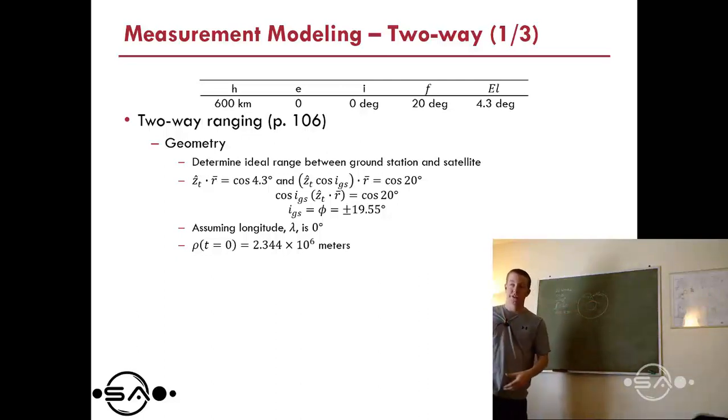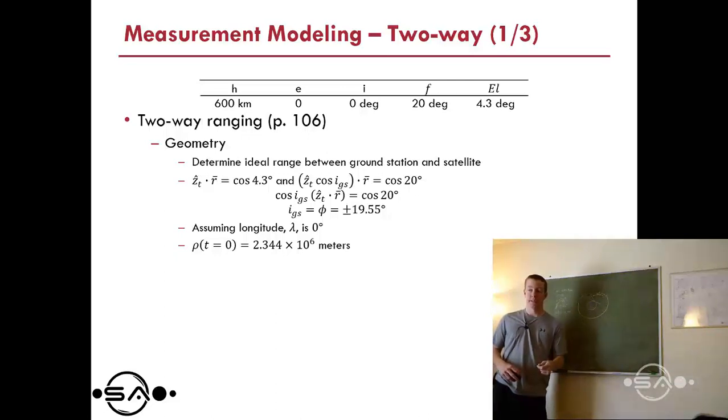So we have to figure out our geometry. I just cancel out the magnitudes here. We figure out that the latitude, or the inclination, of our ground station is either 19.55 degrees or negative 19.55 degrees, depending upon your orientation. In this case, I just assume that the longitude is 0 to make life easier on ourselves, and then we can find the ideal range at that point in time when the first beacon is transmitted from the ground station.